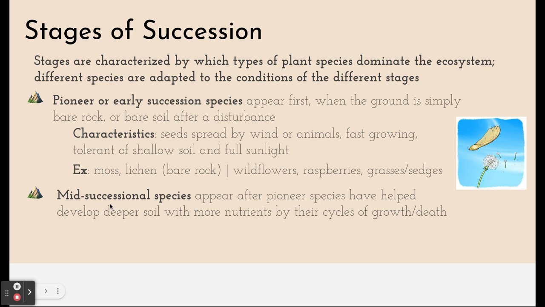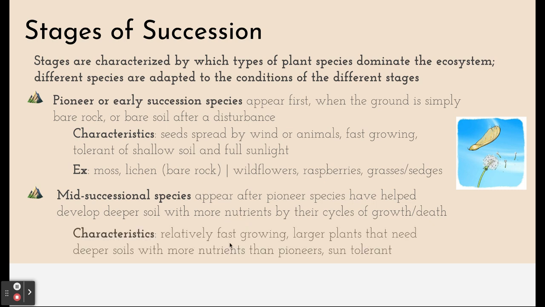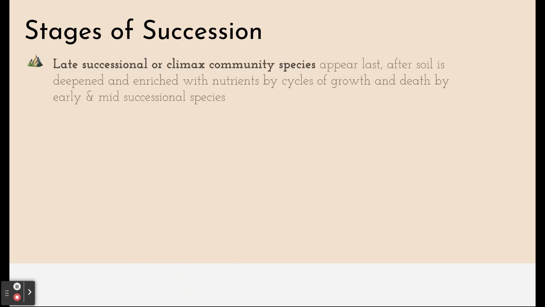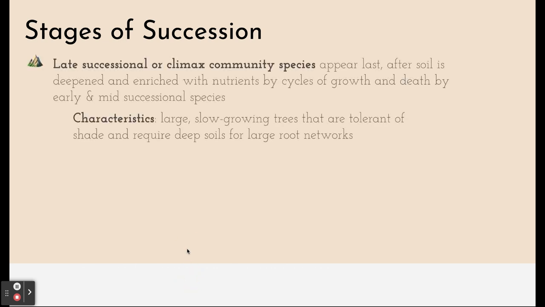And then we have those mid successional species or the intermediate species. They appear after the pioneer species. And so they move in, and their characteristics again are fast growing. They are larger plants than these pioneer species. Again, sun tolerant shrubs, bushes, fast growing trees like aspen trees, cherry trees, types of coniferous or pine trees will also move in then.